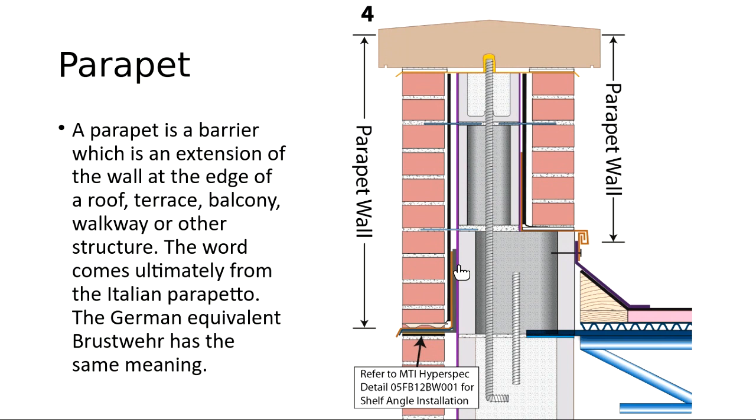It could be used as a balcony too. If you had a walkway out here, the parapet wall can be your balcony wall. But it covers what happens to finish off the roof with a flat roof.